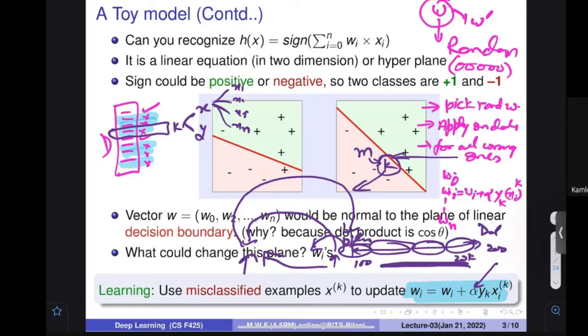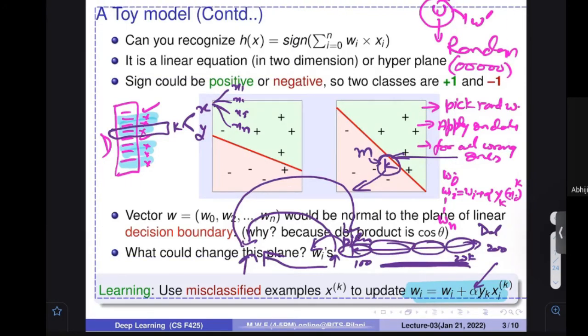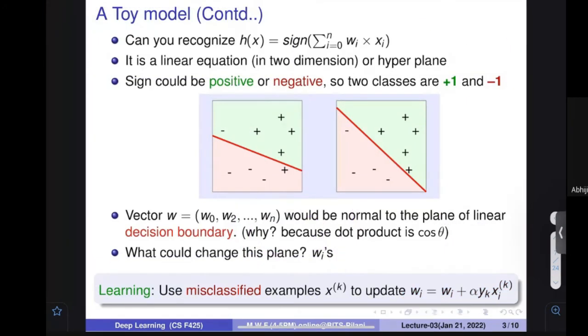Any questions on that? So I have two questions. One is that this should be plus or it should be minus in Wi. It is plus here. Yeah. Because I'm just assuming that we are subtracting the error.